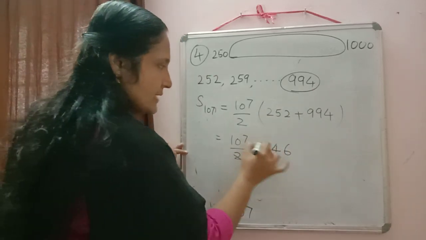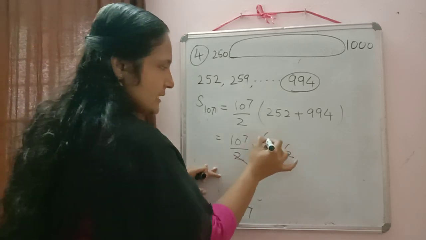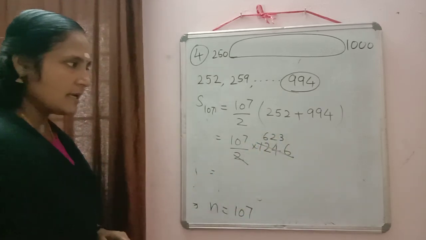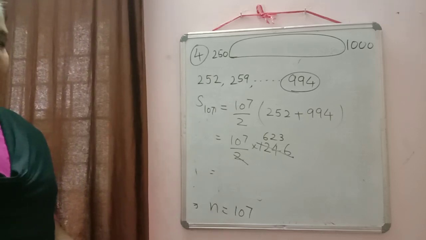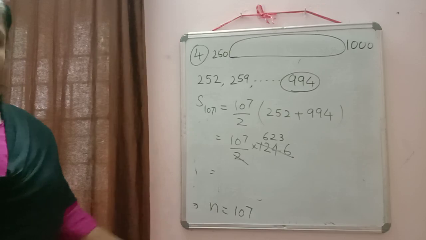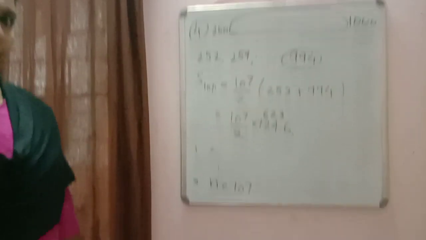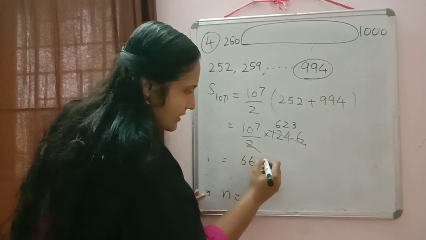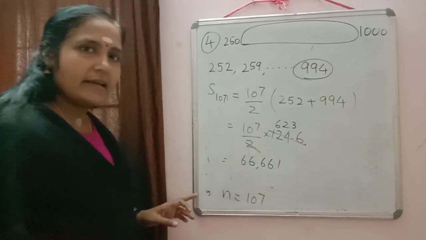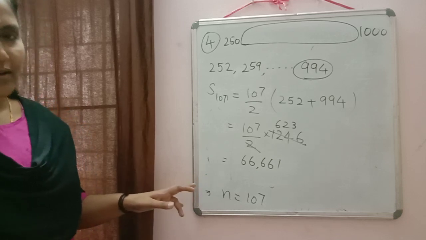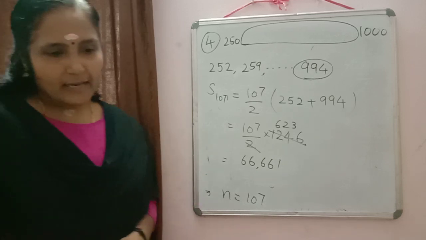Now here we can cancel it by 2. 2 6s are 12. 2 2s are 4. 2 3s are 6. Now what we have to do? We have to multiply it. 107 into 623. You also do the multiplication. Multiplication will be 66,661. I think you all are getting the same one. Okay, so we'll move to the next question.